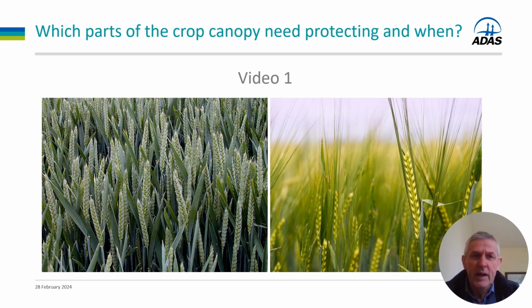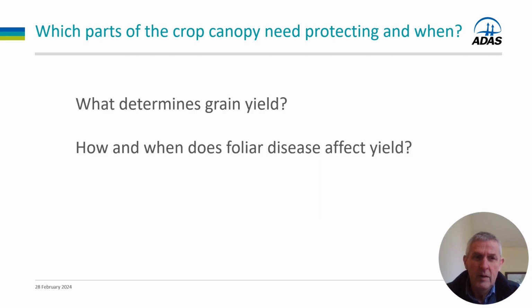And we're going to focus today on a question about which parts of the crop canopy need protecting and when, because a key part of IPM is that we only apply control measures when they're required. And we're going to use the example of wheat and barley as two contrasting systems. So the first step is to think about two questions. What determines grain yield, and how and when does foliar disease affect yield?